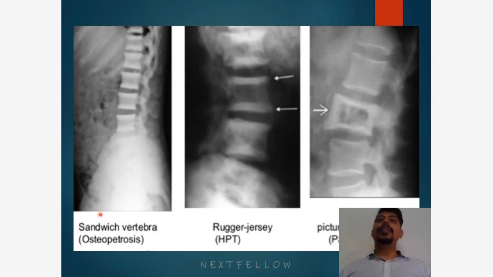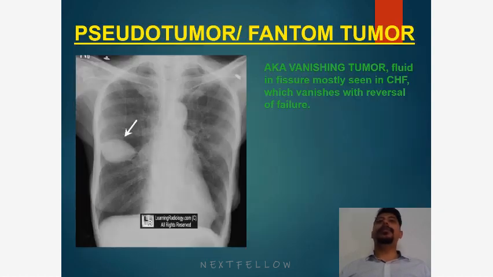Now there are other signs related to vertebrae, like sandwich vertebra seen in osteopetrosis. The normal vertebral body with sclerotic superior and inferior end plates gives the appearance of the sandwich sign. There is also Rugger jersey spine, which we'll see in further slides. It is seen in renal osteodystrophy or hyperparathyroidism. Sclerosis of the superior and inferior end plates gives this appearance, and picture framing, as we have seen in Paget's disease, is sclerosis of the corners of the vertebral body.